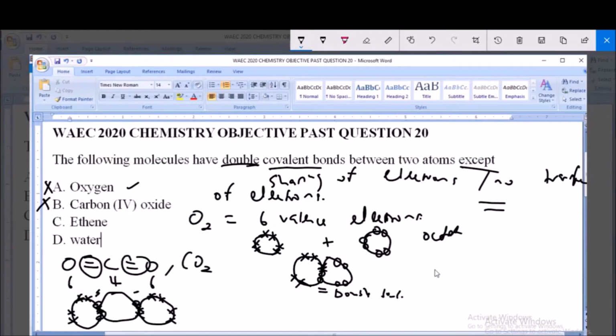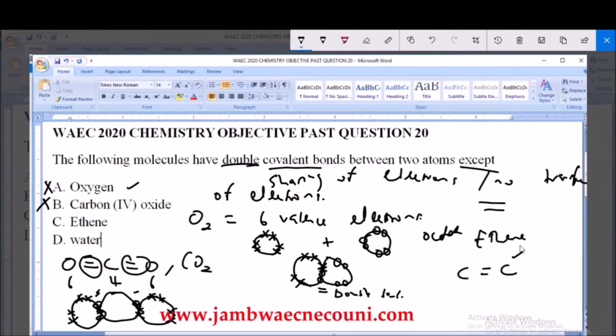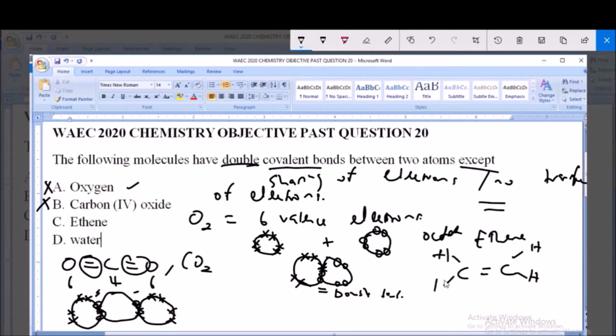Now option C, which is ethene, has a structure like this, a rather complex structure like this. This is an ethene molecule. Looking at this structure, you see that the double bond lies between the carbon atoms, the 2 carbon atoms you have.